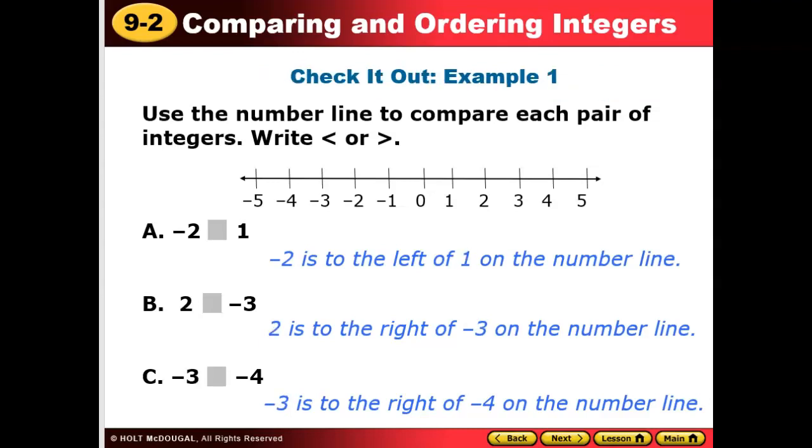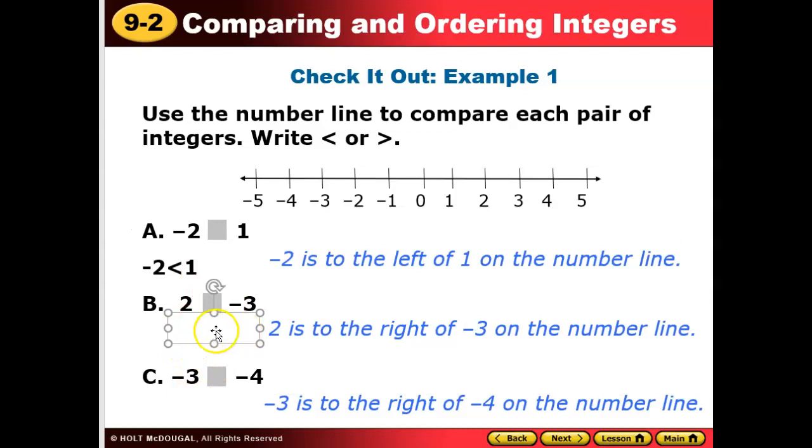Okay, let's try some more examples. Here we go. We have -2 and 1. And remember, if this was a positive 2, positive 2 is greater than 1. But we are talking about -2. So look at the number line. Here's our -2, and here is the 1. So -2 is going to be less than 1.